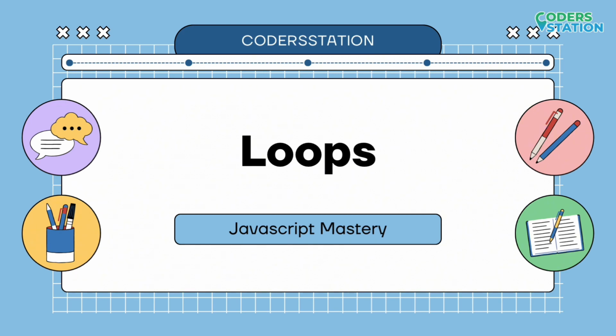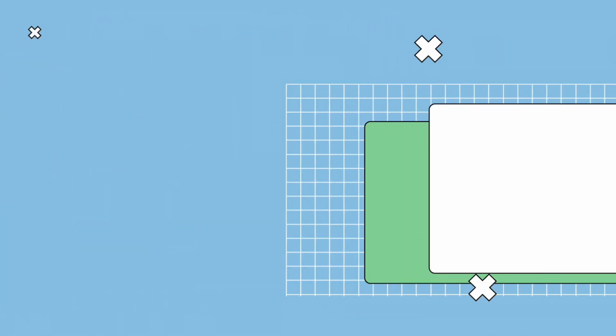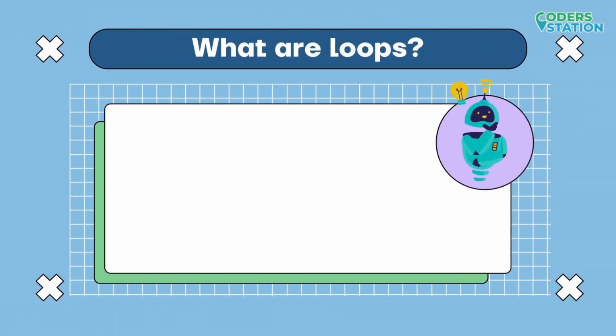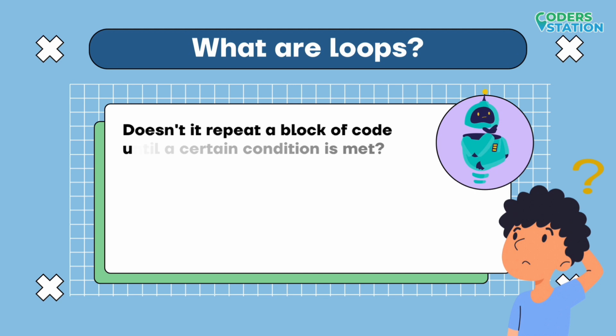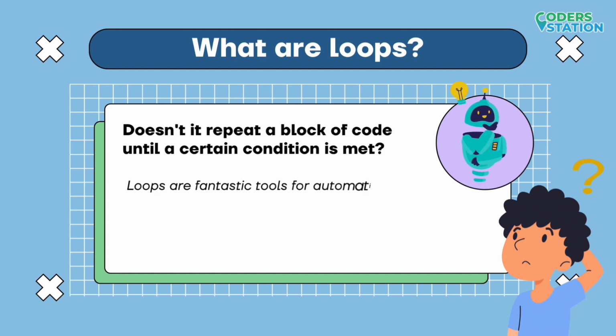Today we are going to unravel the fascinating world of loops. So who can tell me what a loop does in programming? Doesn't it repeat a block of code until a certain condition is met? Exactly. Loops are fantastic tools for automating repetitive tasks in your code.